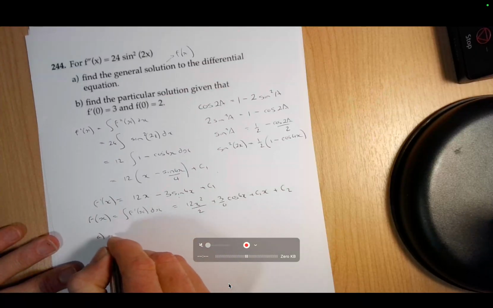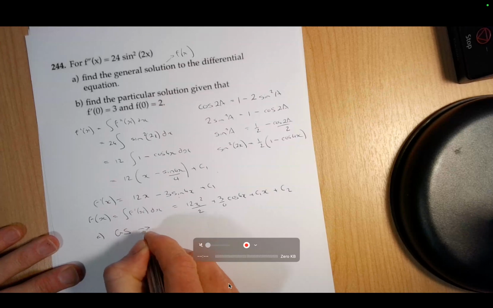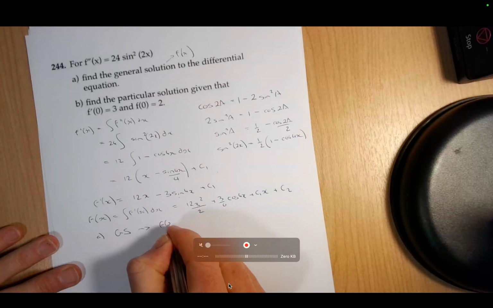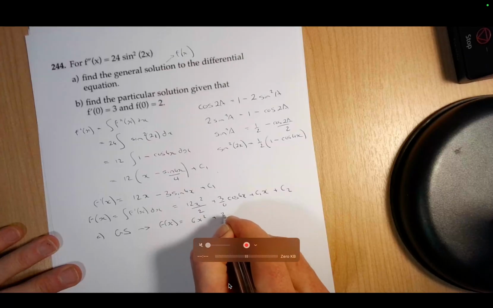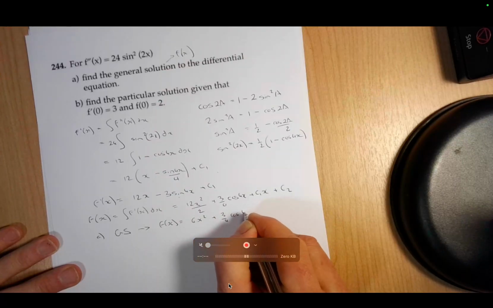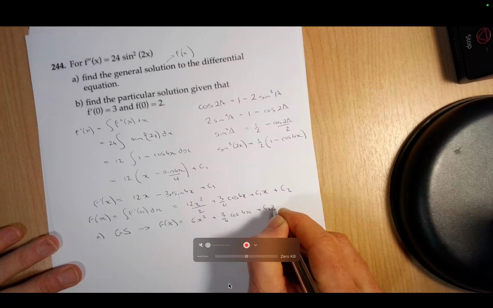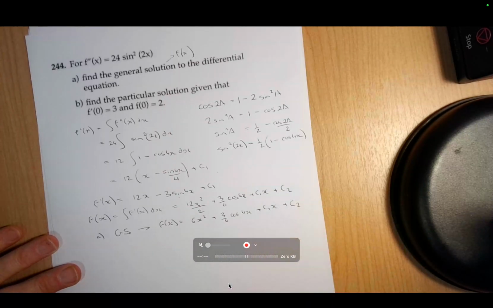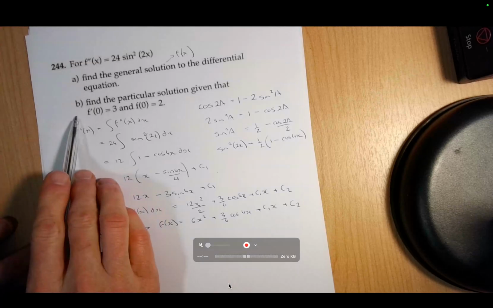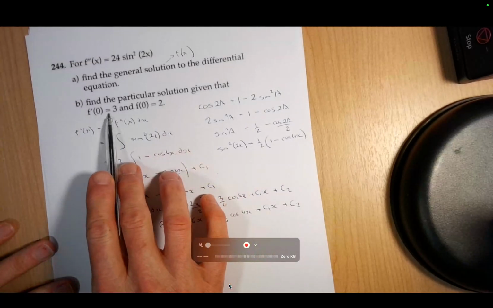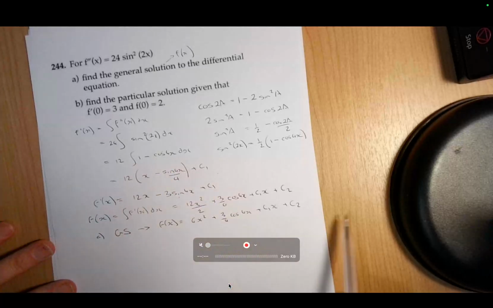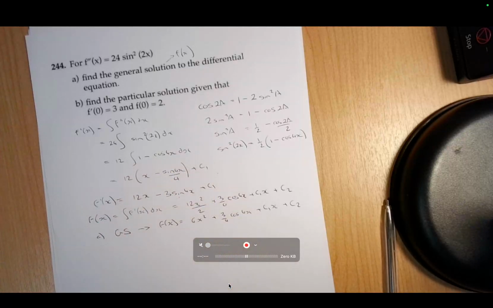So the general solution is f of x equals 6x squared plus 3/4 cos 4x plus C1x plus C2. Right, so part B, find the particular solution given that this information is useful. So let's just pause and highlight.